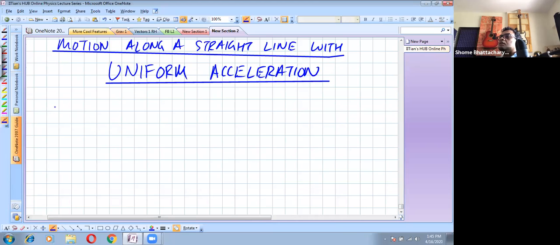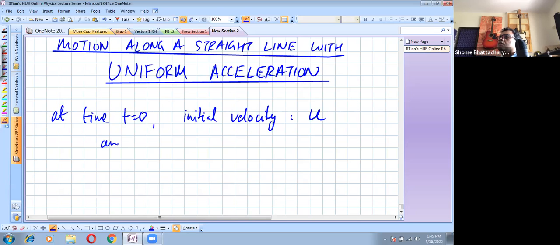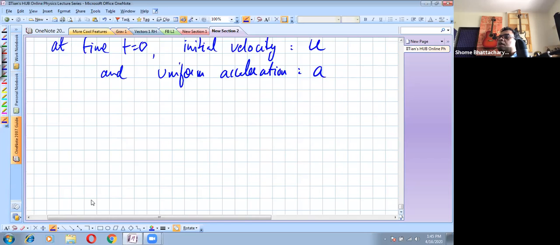So let us say at time t equal to 0, the initial velocity of a body is u. Okay, so this is a constant. And the uniform acceleration is the quantity a. So from that, what can I say about the velocity time graph?